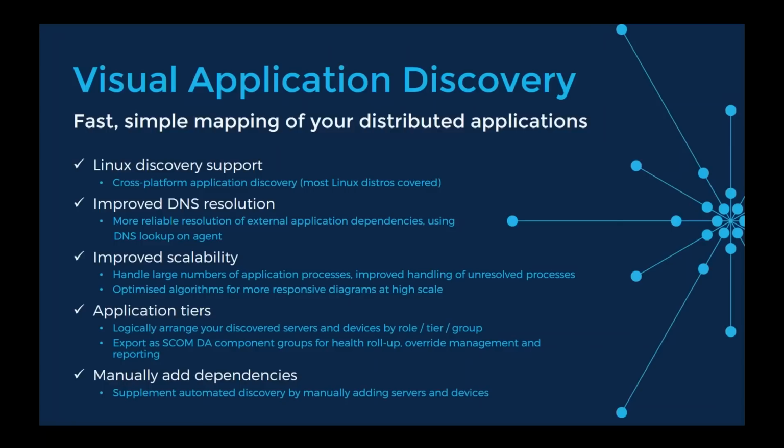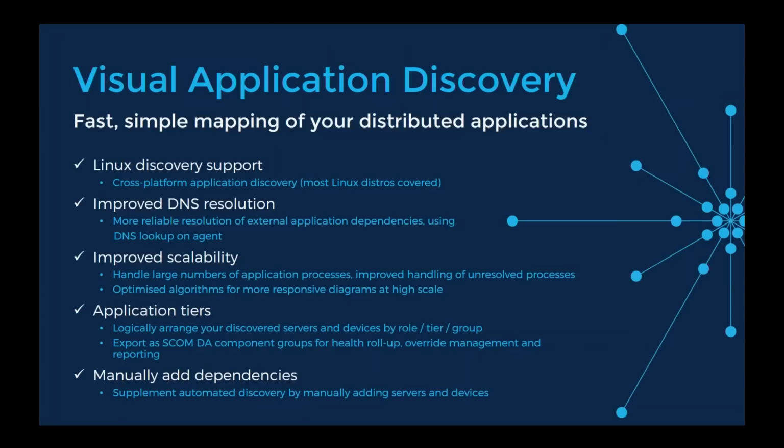Complementing that is an additional feature that allows you to take the automatically discovered topology of your application and manually add any known dependencies to that diagram. So you can let VADA discover out the current topology, so the current connections between your servers, and then manually add in any additional servers and devices that you know are part of your application. So that's the high-level feature list.